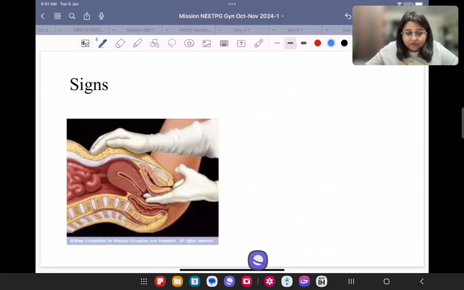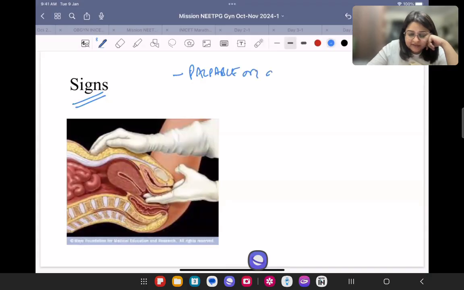ठीक है. Now, so those are the symptoms. Now, what are the signs? Or when you examine a patient, what do you feel? So if it's a very large fibroid, it may be palpable on abdominal examination. So on abdominal exam, what will you feel? You'll find a regular or irregular mass.